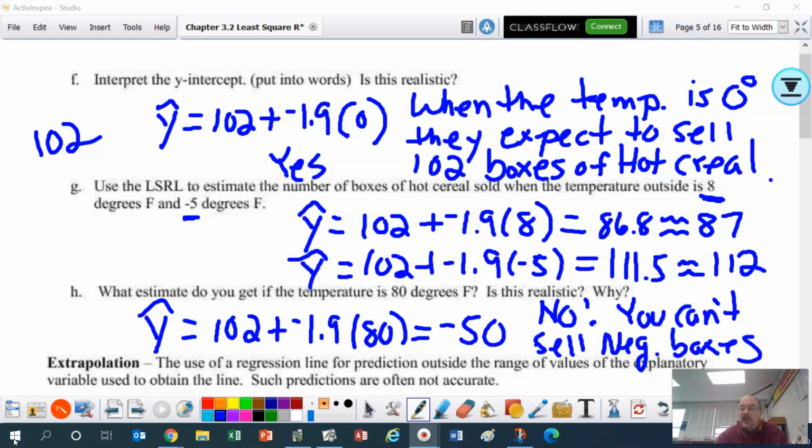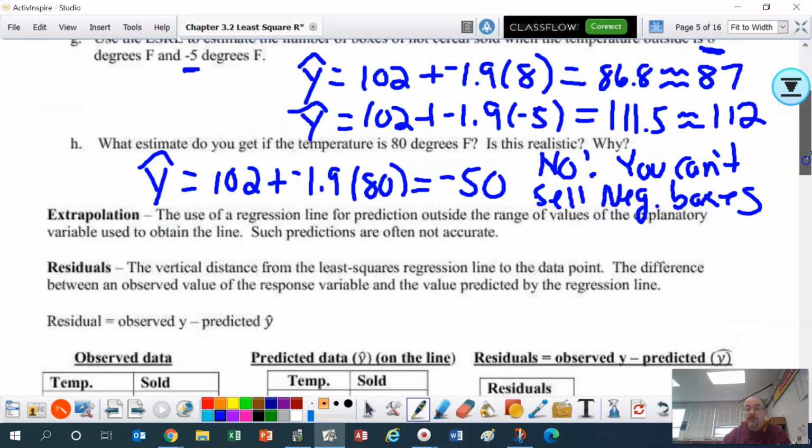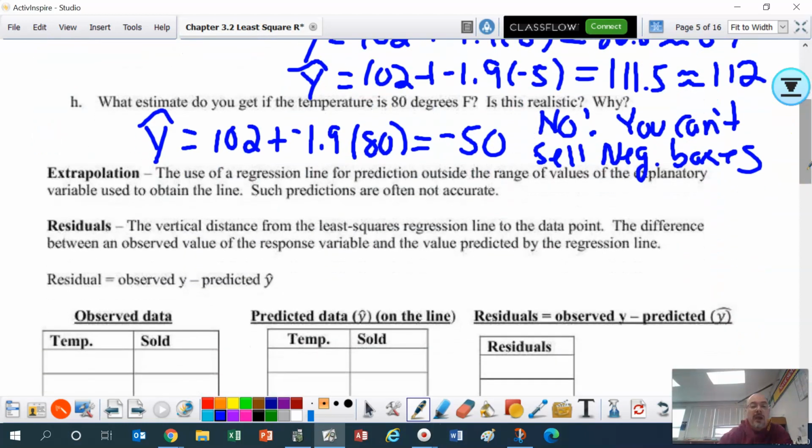Letter H, what estimate do you get if the temperature is 80? Is this realistic? Well, when I plug 80 in there, ladies and gentlemen, I get a negative number, a negative 50. That is not realistic, folks. Okay, you can't sell negative boxes. They're not going to give away their boxes of hot cereal during the summer. They'll just sit on the shelf. So there is a point where it's not realistic, and there is a term for that. That is called extrapolation.